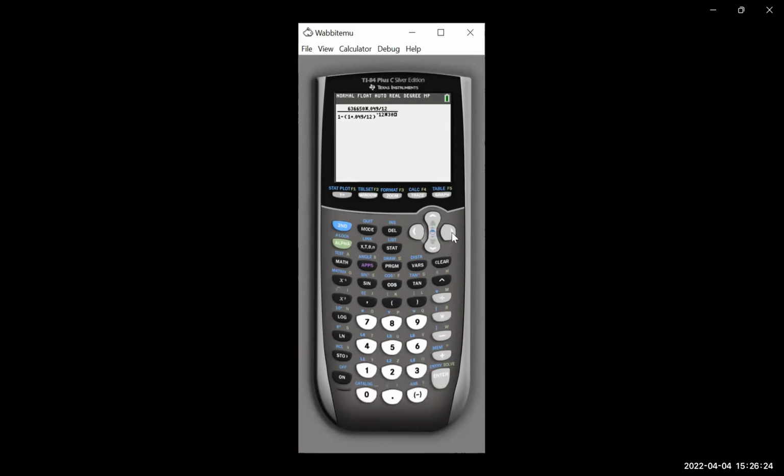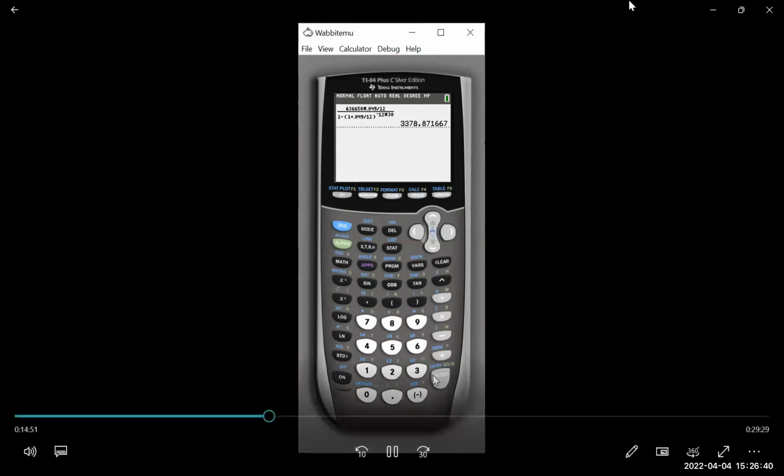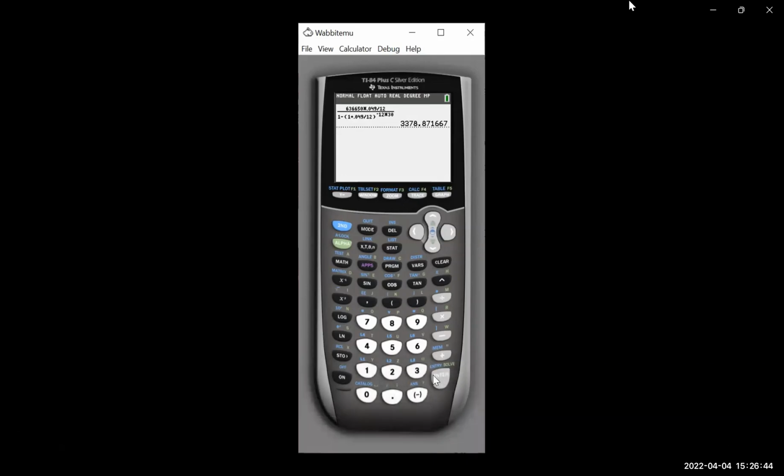All right, so there it is. Whatever this turns out to be is our final answer. Enter. So this would be the monthly payment that the Martinez family would have to pay per month. So it turns out to be, and this includes interest, $3,378.87 per month. That is the monthly payment for this mortgage.